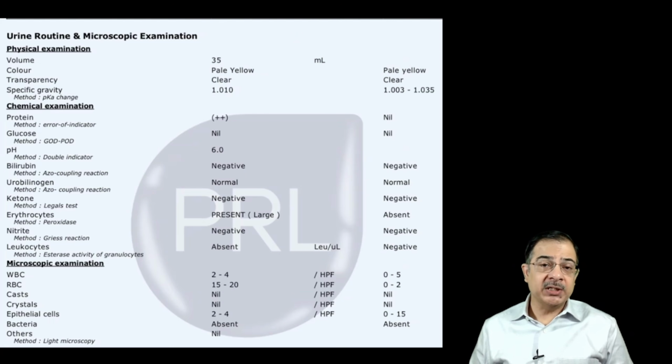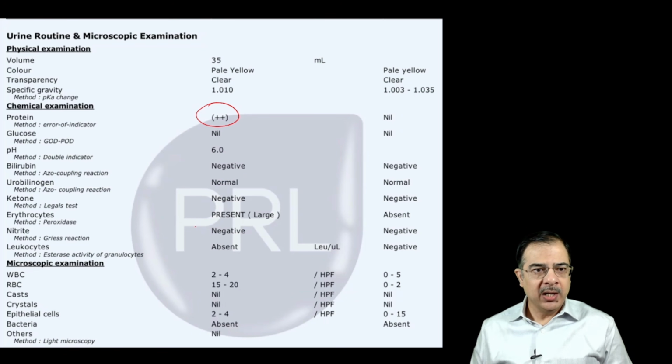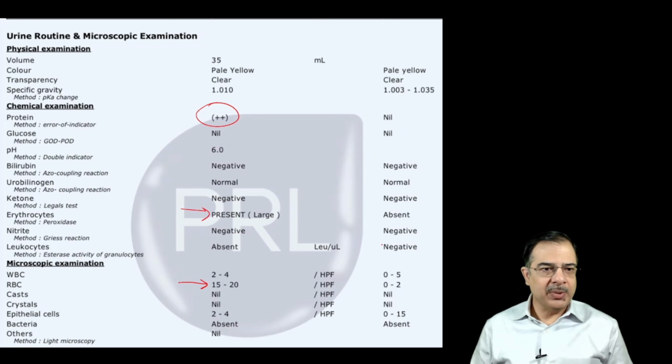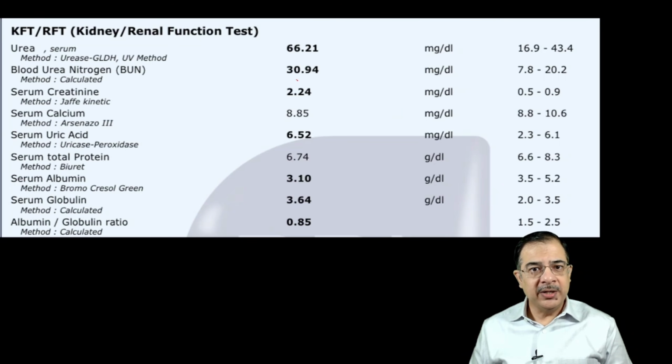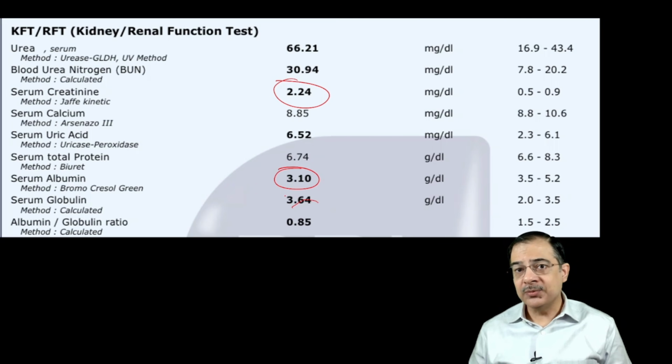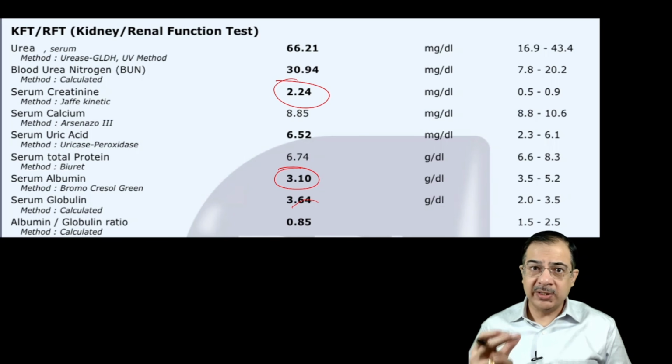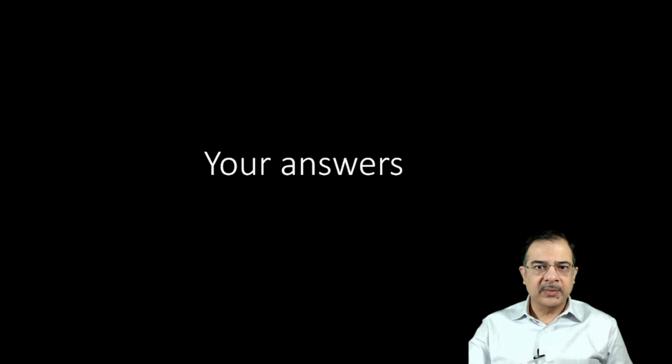She came to us after 6 months, and after the 6 months, the urine was 2 plus proteinuria. There were RBCs present, and blood present in the chemical examination. There were RBCs in the microscopy examination, and when we did the KFT, creatinine increased to 2.24. Albumin was further reduced. So she was having some sort of nephritis, could be lupus nephritis, could be idiopathic nephritis, so some sort of nephritis was there.